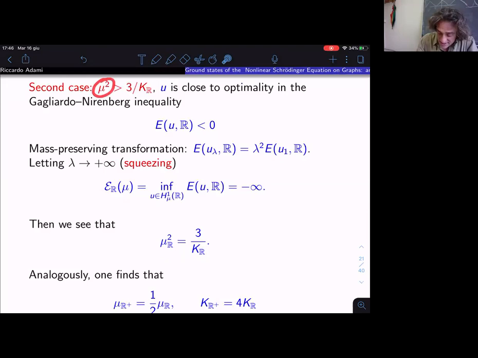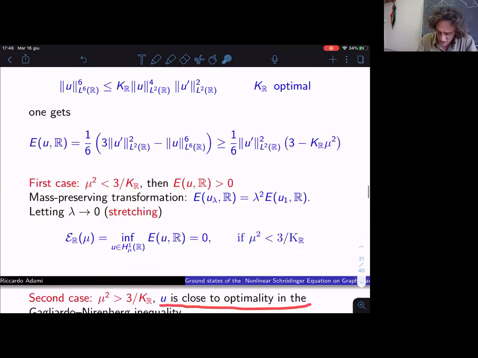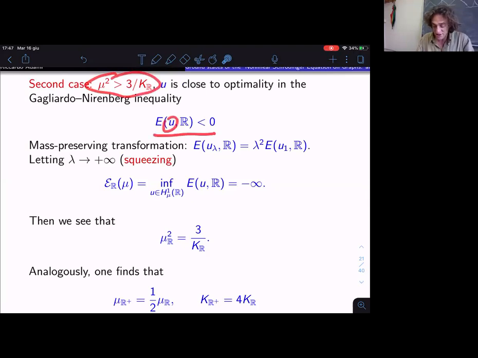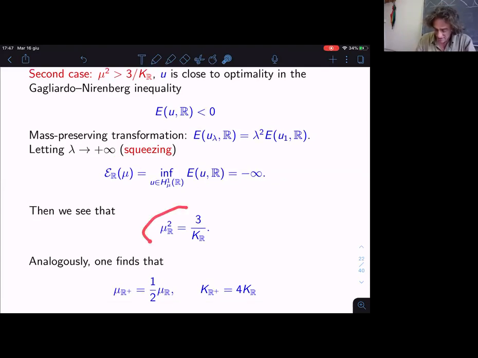Now consider the case in which the mass exceeds this bound, and consider a u which is close to optimality in the Gagliardo-Nirenberg inequality. What does it mean? It means that the norm of u is larger than this quantity, where K_R is optimal. So if this u is almost optimal, this quantity here will be less than zero. So in this case, there are functions with negative energy. Again, we use the mass-preserving transformation, but this time we let lambda go to infinity, which means that we squeeze the function, and we find that the energy goes to minus infinity. So there is no lower bound, and this is how the critical mass was found, classically. We can perform exactly the same reasoning for the half-line, obtaining these two values for the critical mass and for K_R.